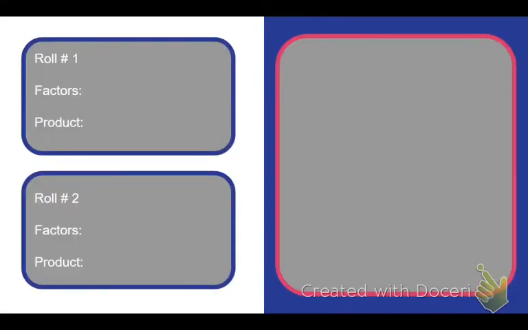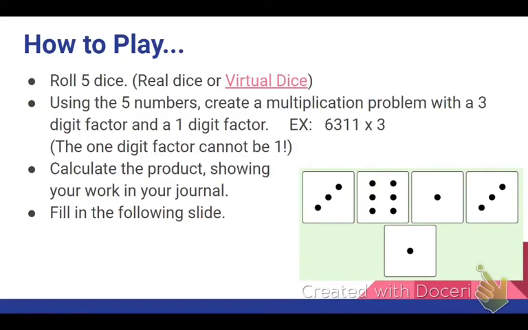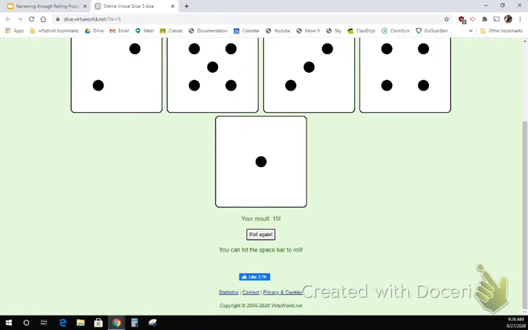All right, so let's do our first roll. We're going to get some virtual dice. All right, so I'm going to roll again. Okay, so I have 2, 6, 3, 5, and 1. I will not accept you putting 1 as the bottom factor. That is too easy. Okay? So we're going to choose one of those other dice to be the bottom factor. How about 6? Let's challenge ourselves, right?